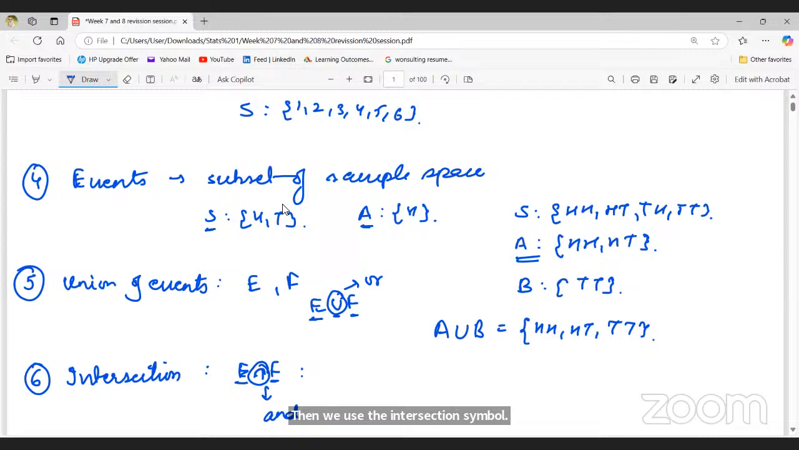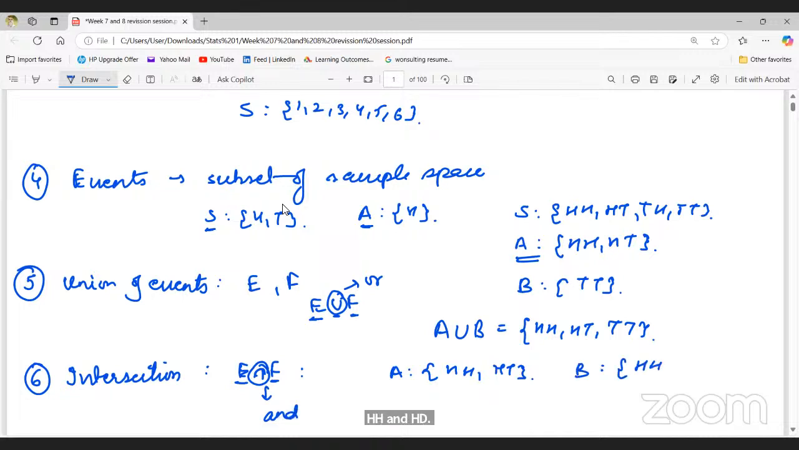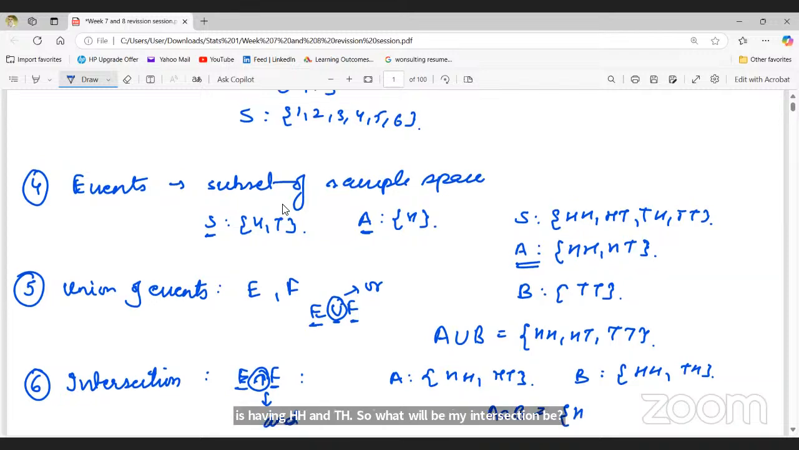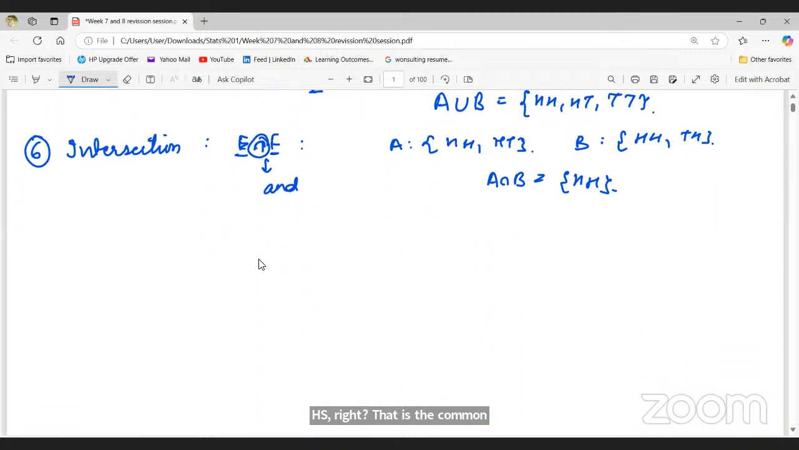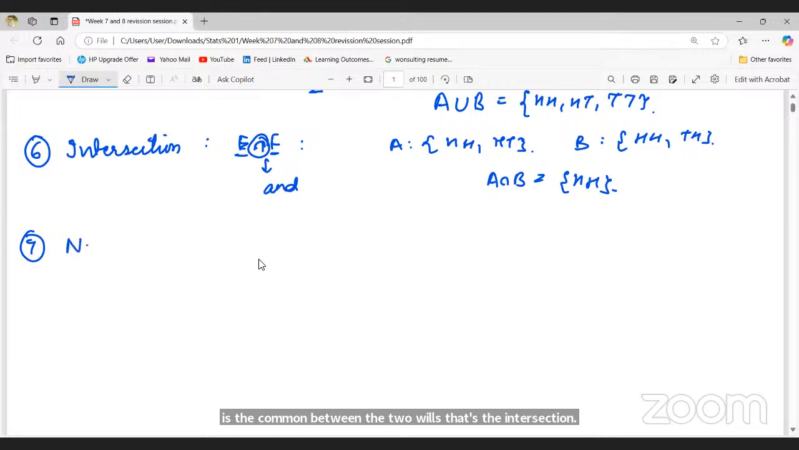So if I consider A is an event which has HH and HT, and B is an event which has HH and TH, what will be my A intersection B? HH, right? That is the common between the two events. That's the intersection. Okay, now comes the null event. What do you mean by null event?